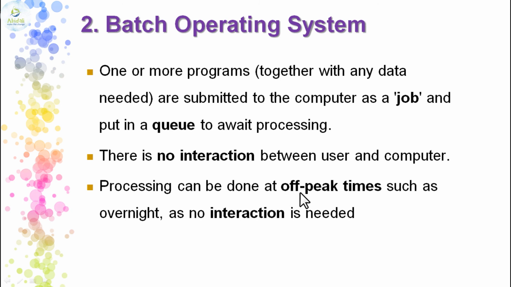Processing can be done at off-peak time. That means, as in the example I told you, 12 hours and 12 hours. The morning 12 hours will be peak time, where the users will be giving the jobs. Off-peak time is the night 12 hours, where the processes are done, such as overnight, where no interaction is needed, no buttons are clicked, and no interaction is done with the operating system, and the jobs will be processed. Such kinds of operating systems are called batch operating systems.